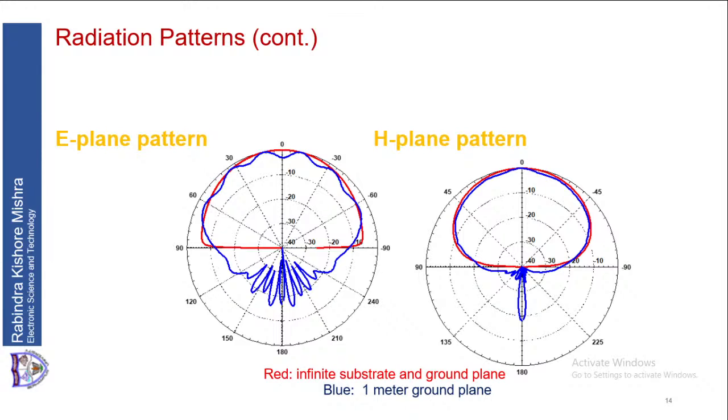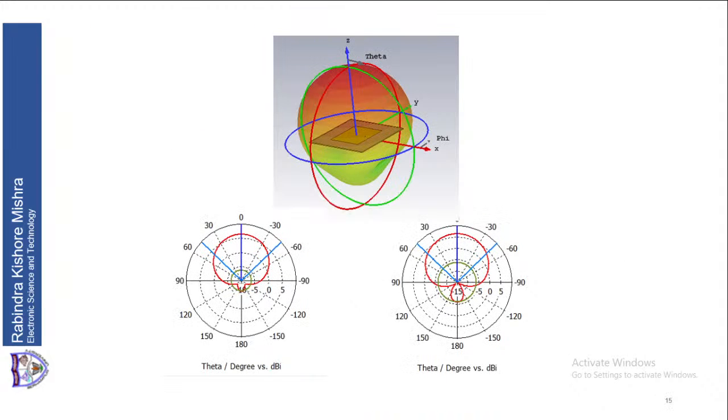The red line that you see, this is the ideal antenna. So ideal antenna means we are taking infinite substrate and ground plane. So extension of the ground plane and substrate are infinite. There you can see that there is no rippling, it is very smooth and there is no back radiation. Whereas when you take a ground plane of 1 meter, you can see there is rippling and there is back radiation that we discussed. You can see this in 3D also. The 3D patterns are shown here. Back radiations are there, forward radiations are there, rippling is there. So everything is here.